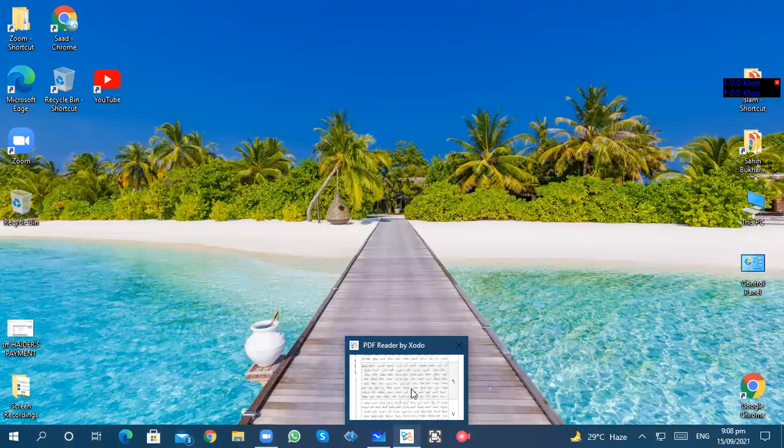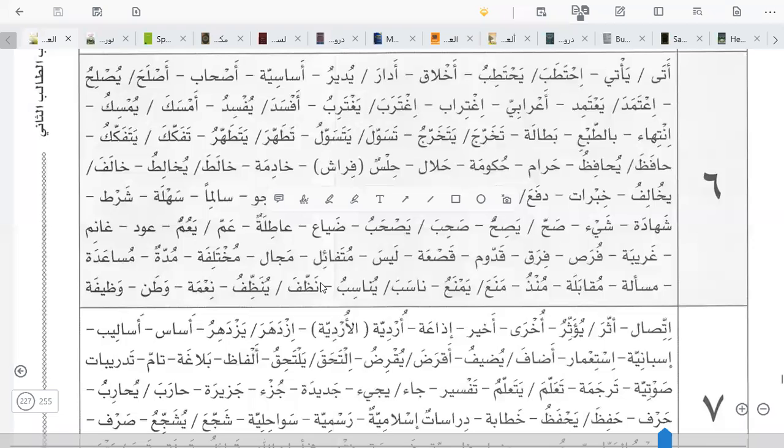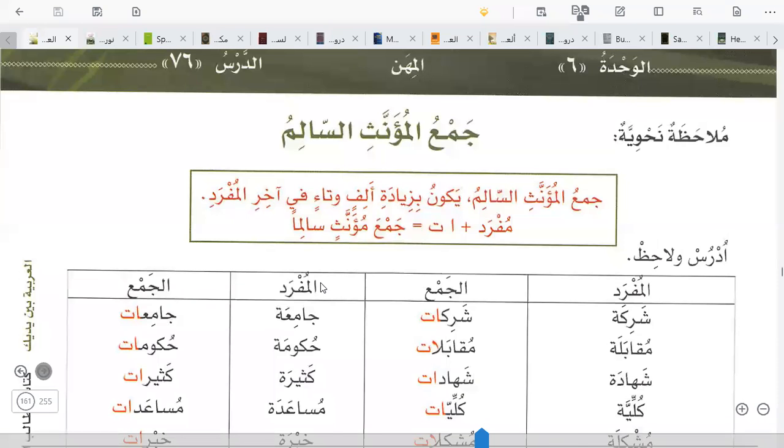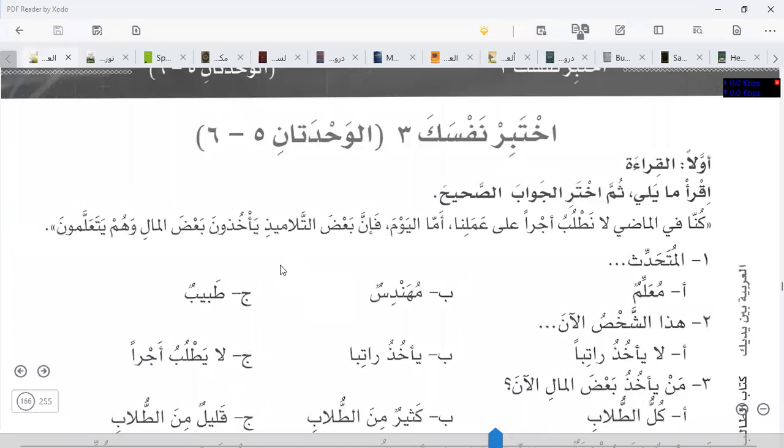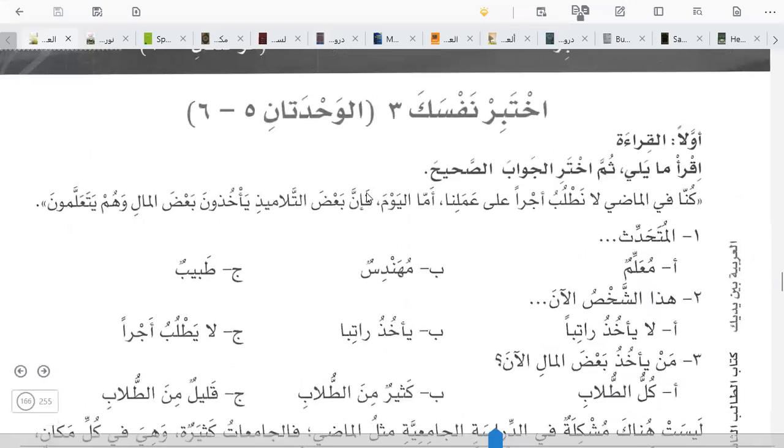Next, we have the question paper. How much time is remaining? 9 minutes. So here you will read this. Sir, which lesson was over now? I missed so much. Unit 6 was completed today. In the morning, I thought it would be the same. It was a little different because we have missed some classes in the evening. So you read this paragraph and then you will choose the answers.